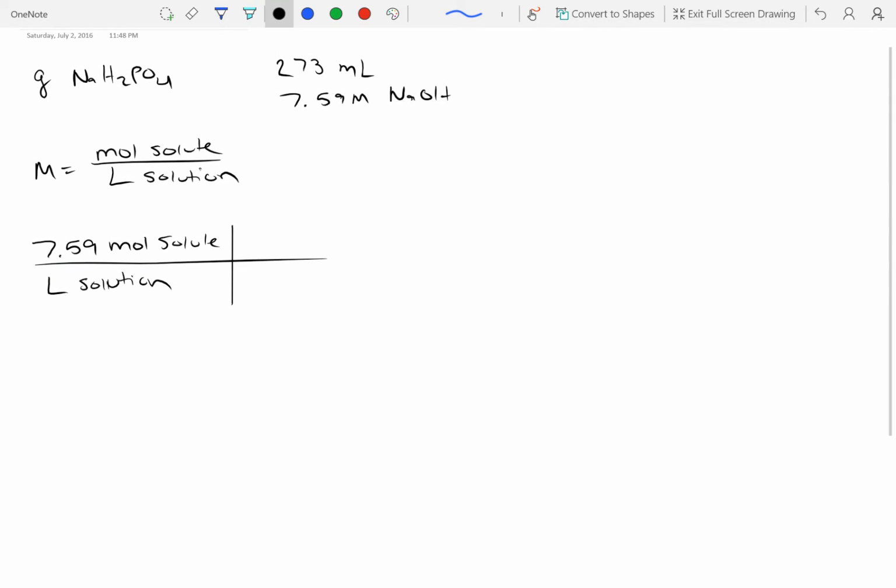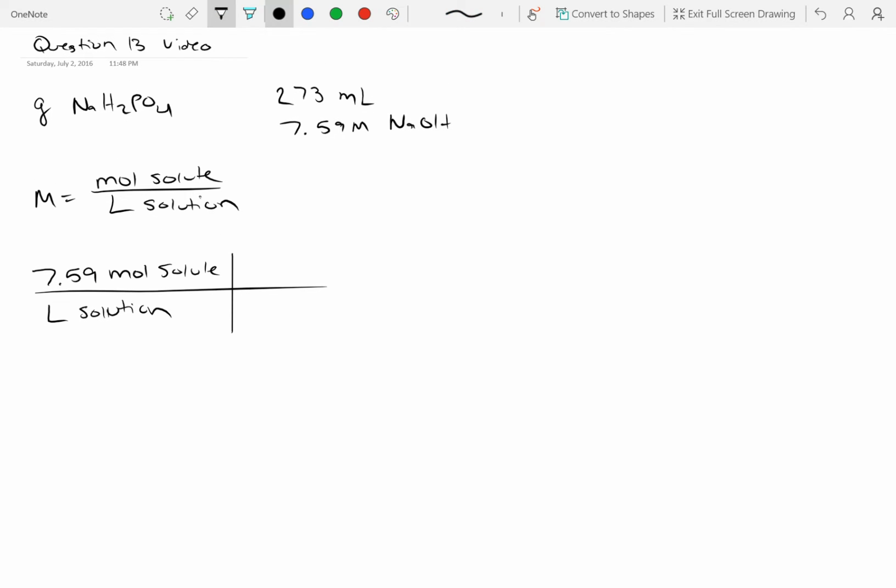And so what I'll be doing is I'll be multiplying by 0.273, right? Because that's what we have up here. Let's get rid of that liters by multiplying the molarity by the amount of liters that I have, 0.273 liters. And so what that gives me is 2.223 moles of NaOH. And then the way to go from moles of one thing to moles of another inside of a reaction is by using the reaction that they gave us.